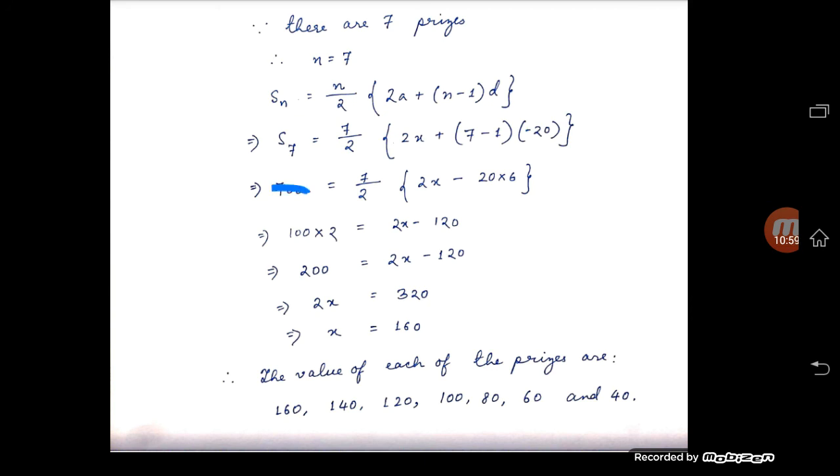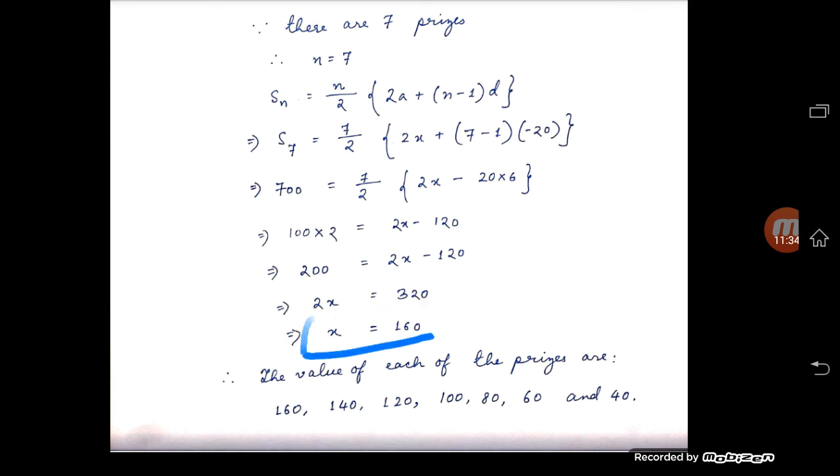Now in the next step 700 will be divided by 7. We will get 100. This divided by 2 will go to the other side. It will be 100 into 2 will be 200. Twice x minus 120 will remain as this. This minus 120 will go to the other side, it will be plus 120. So 200 plus 120 will be 320. So twice x is 320.